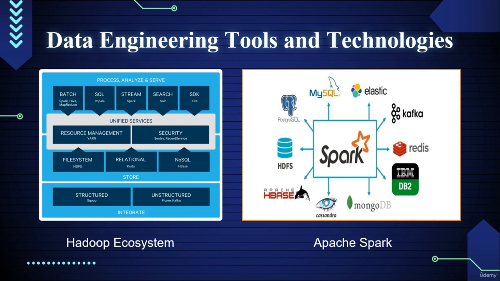Second, we have Apache Spark. Apache Spark is a powerful data processing engine that supports both batch and stream processing. Data engineers leverage Spark for its in-memory computing capabilities, fault tolerance, and rich APIs, enabling faster and more efficient data processing and analytics.